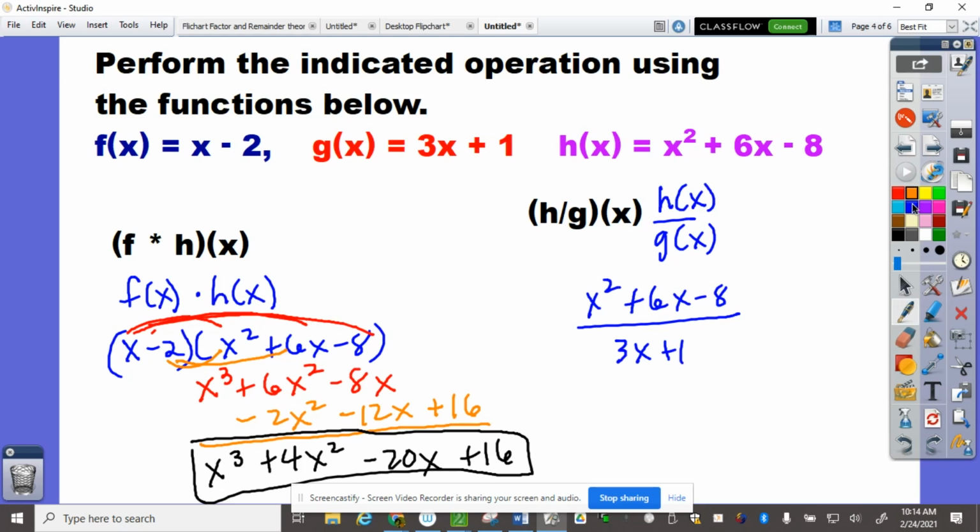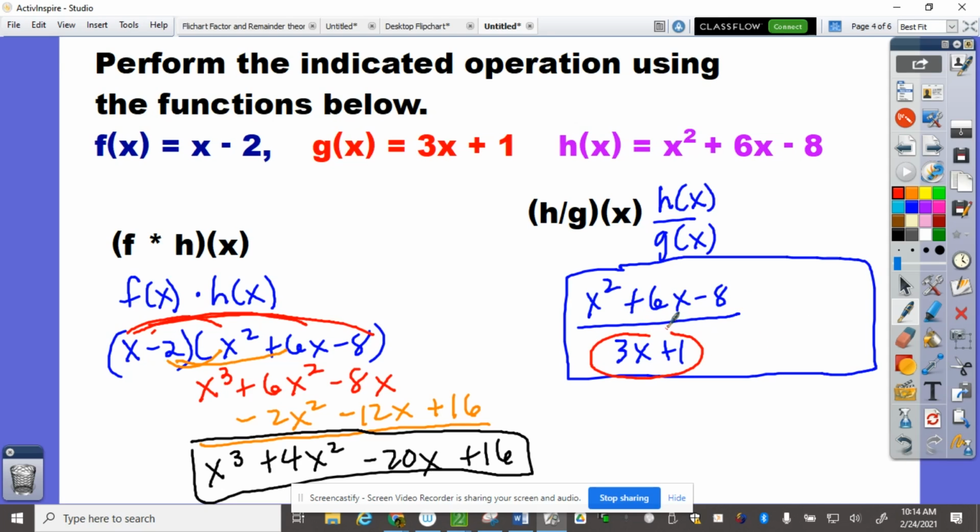But in this case, not factorable again. Anyway, so this will be your answer, but look, I put a space here. Why did I put a space there? There should be a restriction. Restriction on your denominator. You only do this one here when you're dividing.